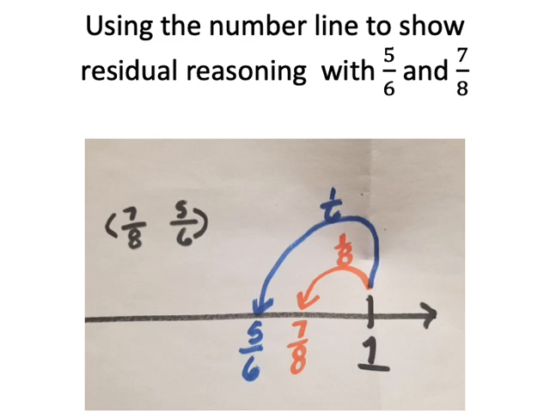So when asked to compare 5/6 and 7/8, we're using 1 as our benchmark and looking at how much it takes to get from each of those fractions up to the benchmark. So it takes a sixth to get from 5/6 to 1, and it takes only an eighth to get from 7/8 to 1.